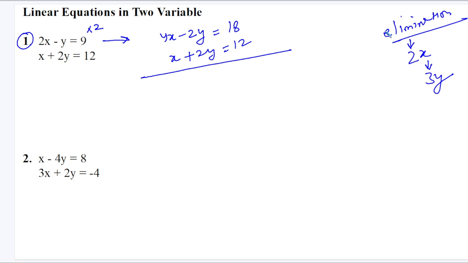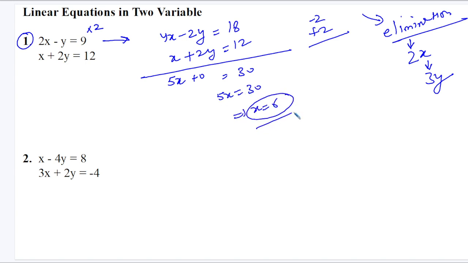Now, since it's about elimination, that means I need to eliminate one of the variables. If I add the two equations, you can see this becomes 5x, and minus 2y plus 2y will be 0. It's nothing. It's gone. Negative 2 plus 2. And this is equal to 18 plus 12, 30. So 5x is equal to 30. So from here, we'll get the value of x is equal to 6, dividing both sides by 5.